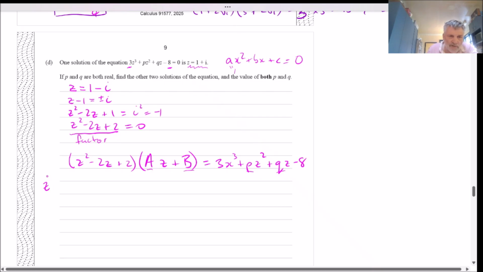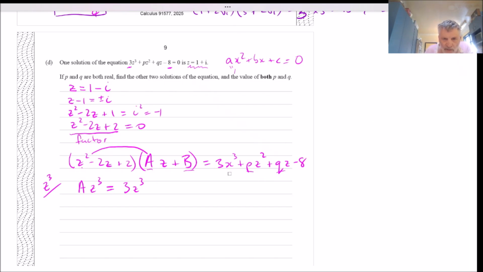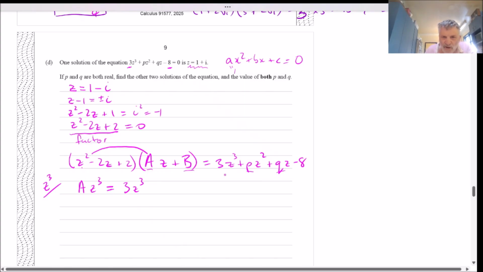If we look at the coefficient of z cubed, the only way you can get z cubed is to multiply the z squared by az. So az cubed has to equal 3z cubed. And I wrote, I only did one wrong. I wrote x as the variable there. So this means that a has to be 3.